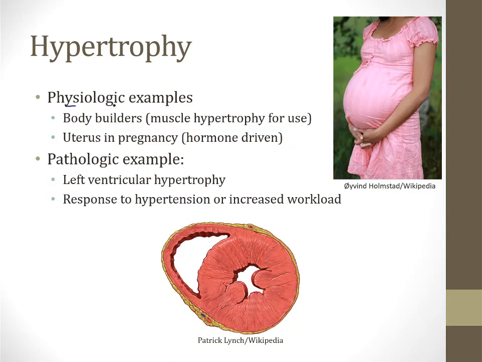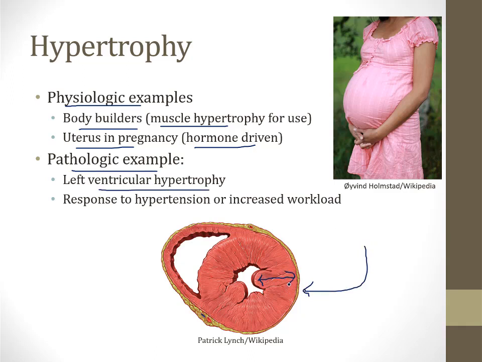So there are a number of physiologic examples of stressors that lead to hypertrophy. Bodybuilders, like I showed you on the last slide, undergo muscle hypertrophy. The uterus undergoes hypertrophy in pregnancy. This is driven by the hormones of the pregnant state. And then the classic pathologic example of hypertrophy is a cardiology example, left ventricular hypertrophy. So this is a drawing on the screen of a left ventricle that has very thick walls. This is an example of concentric hypertrophy, and this occurs in the left ventricle when people have hypertension or there's an increased workload on the heart.